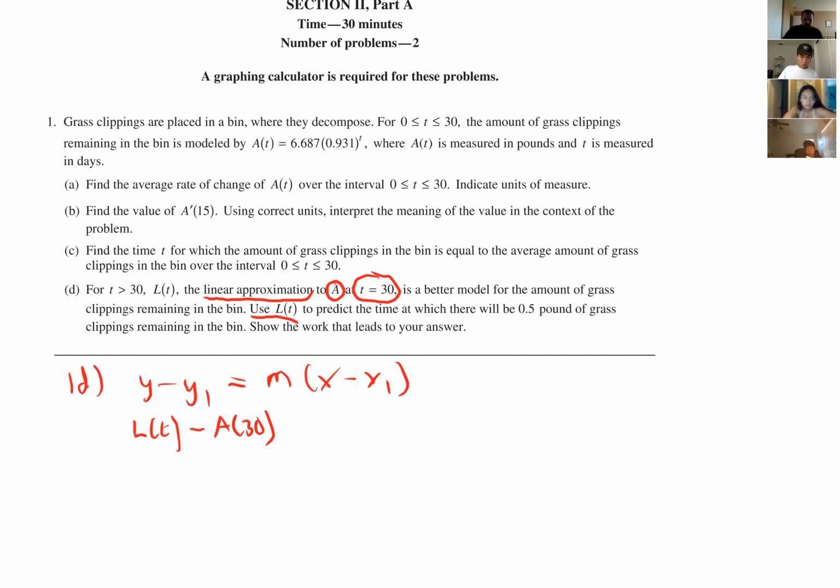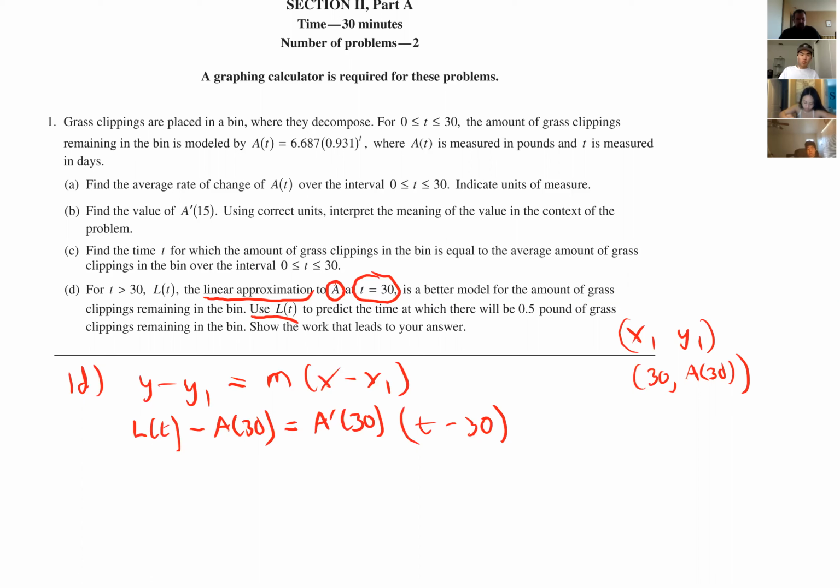And then it's going to equal m, which is the slope. So that's A prime at the point where t equals 30, times x, which is, I'm going to use t instead of x. So my x1, y1, that's the same as 30 and then A of 30. So that's going to be my test point. And I'm finding the slope at that point, so that's going to be A prime of 30. So this is another good problem that forces you to make some connections to other things you've learned. I really think they're going to give problems kind of similar to this one.